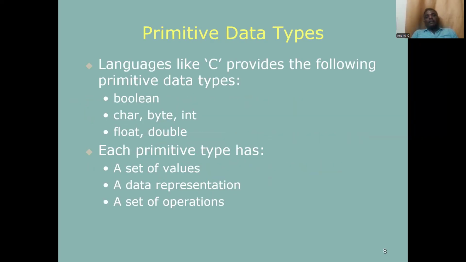Next, the question is: what are the primitive data types? Generally they are Boolean, character, byte, integer, float, and double. Each primitive data type has a set of values, a data representation, and a set of operations.